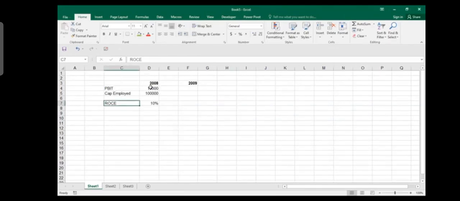Yes, sir. So PBIT is 10,000. Capital employed is 100,000. So your ROCE is 10%. Now this is what I'm going to explain. This is a very common scenario in exam, and you have to understand it so that you can explain it.